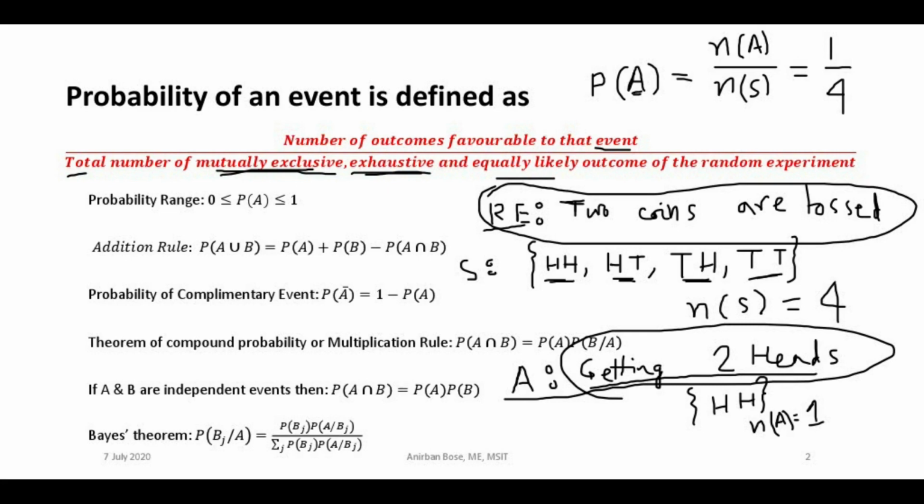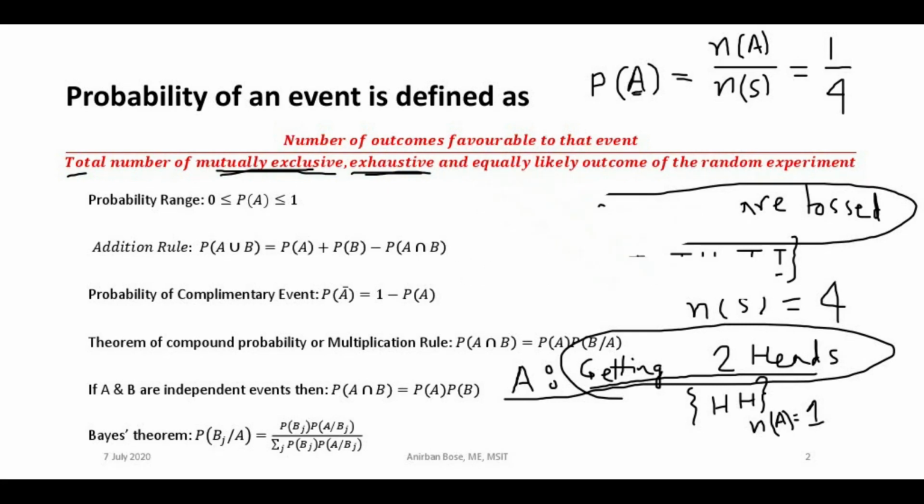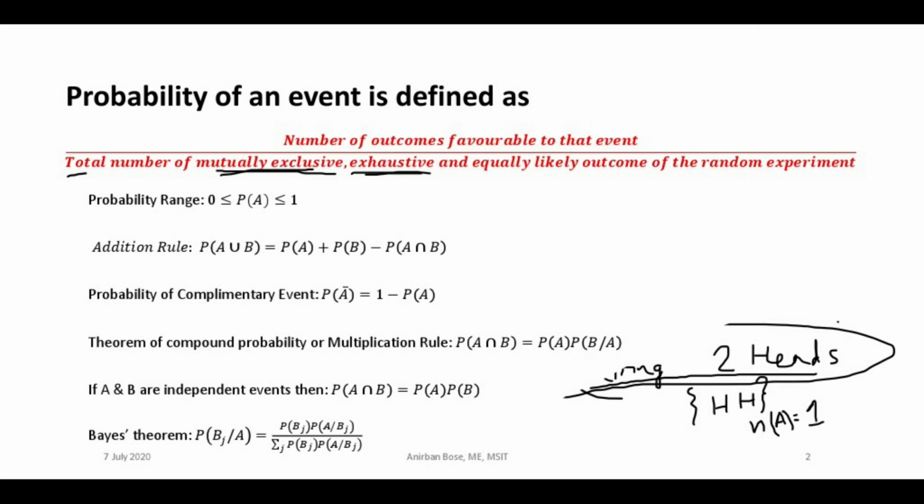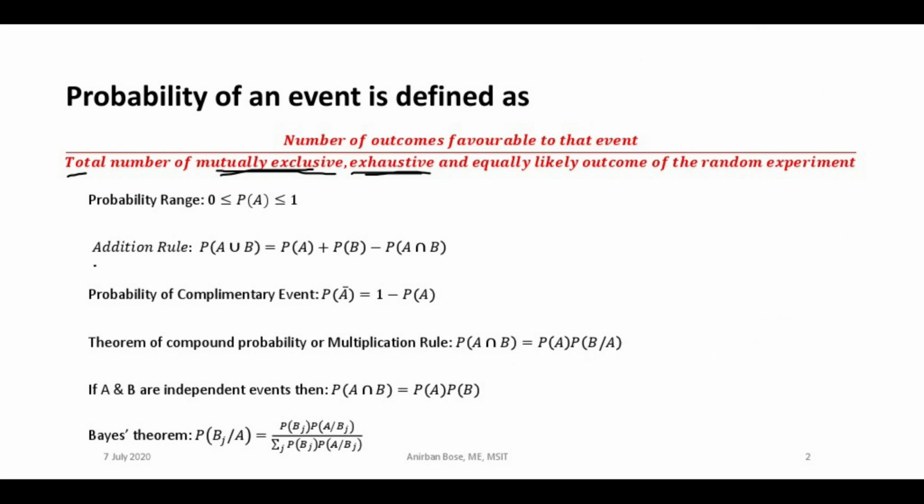Now see some of the properties of probability. Okay, so probability must lie between 0 and 1. Its minimum value will be 0. That means if the event is a null set, in that case the probability of that event occurring is 0, or the probability can be maximum 1 if the event itself indicates the sample space.